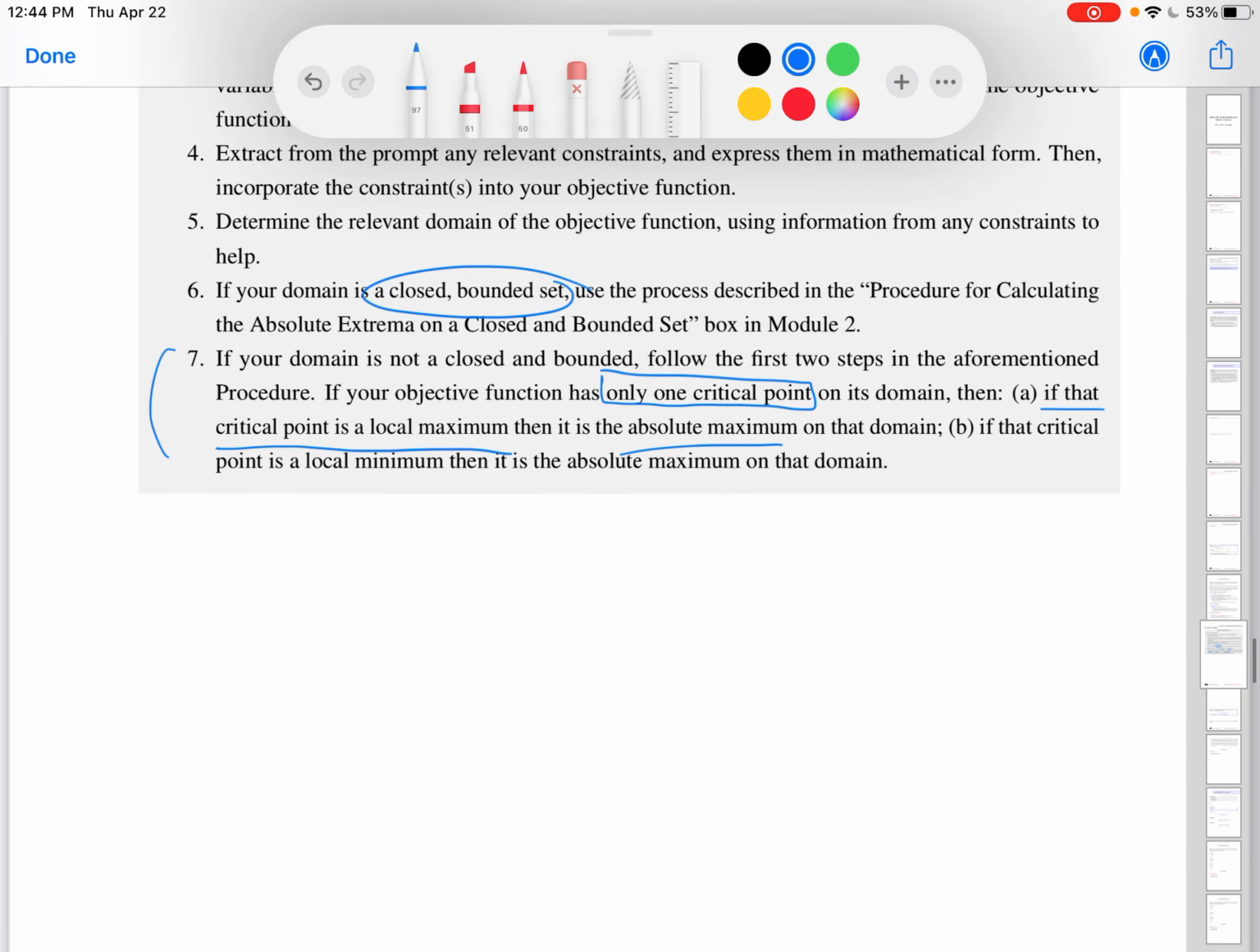So think back to your single variable knowledge about this. For example, if I said minimize y equals x squared, if I run through this procedure, I would eventually get to number 5. Number 5, I would say, what is the domain? I'm not given a domain. So the domain is all real numbers. This is definitely not a closed set. This is not a bounded set. It goes on forever.